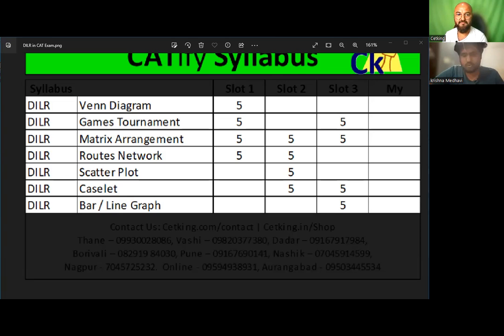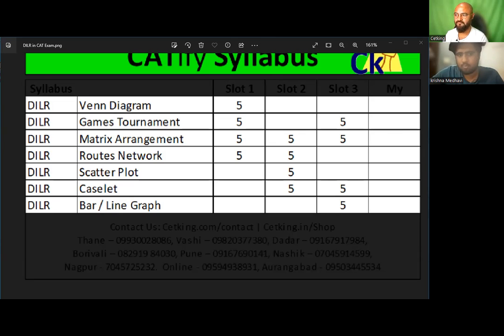So the usual mistake that I made was that I used to solve the sets in a sequential manner. At one point of time, sir, it happens with everyone, ego takes over, and you think that you don't need to select the sets. You can solve all the sets in a sequential manner. So what I used to do was start the mock when the DILR section came and solve all the sets sequentially, because I thought that selecting the sets would waste 2-3 minutes, which would be crucial for me.